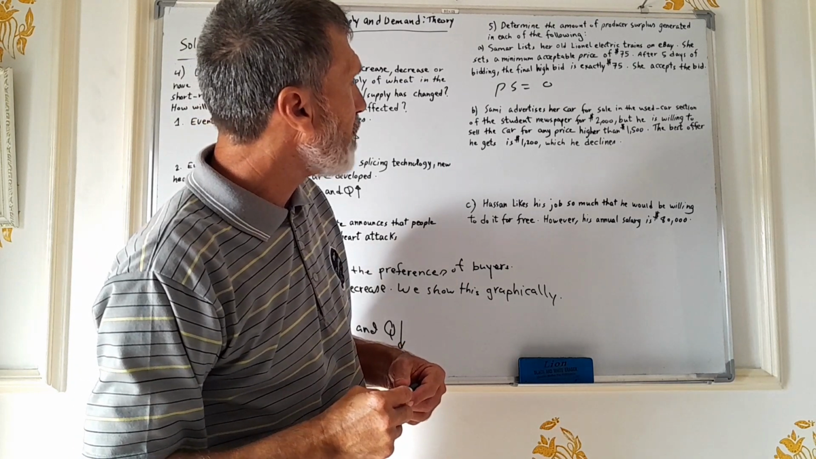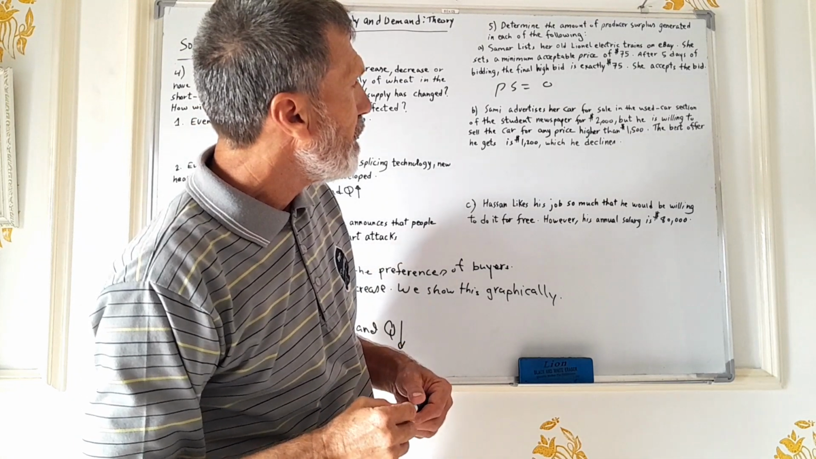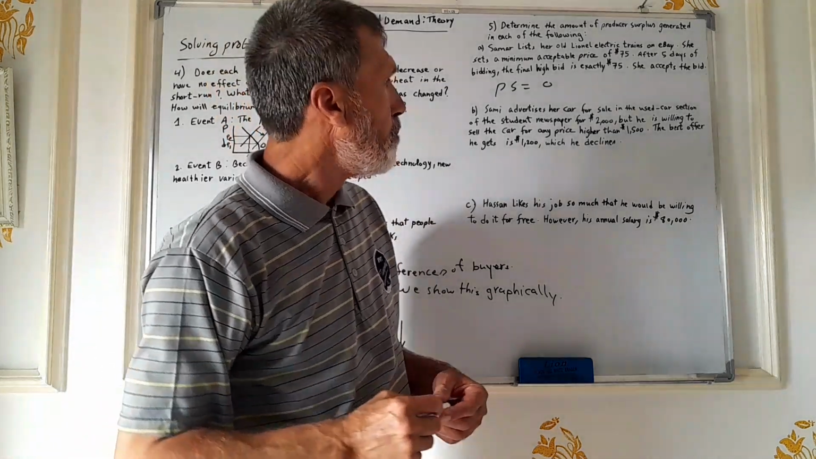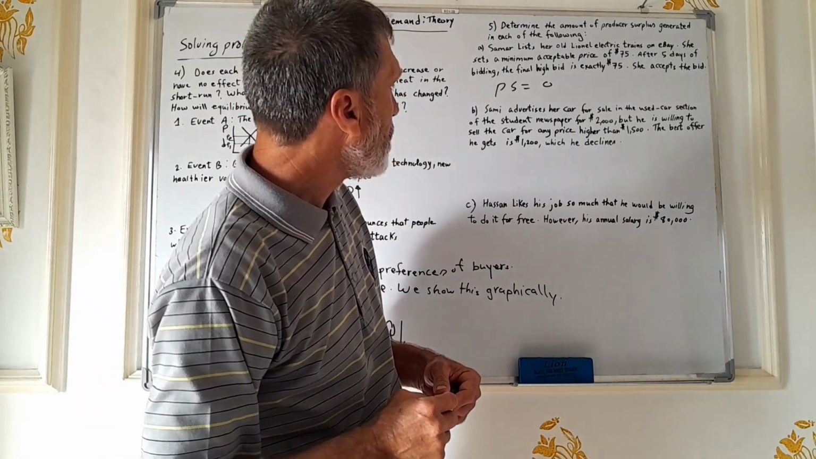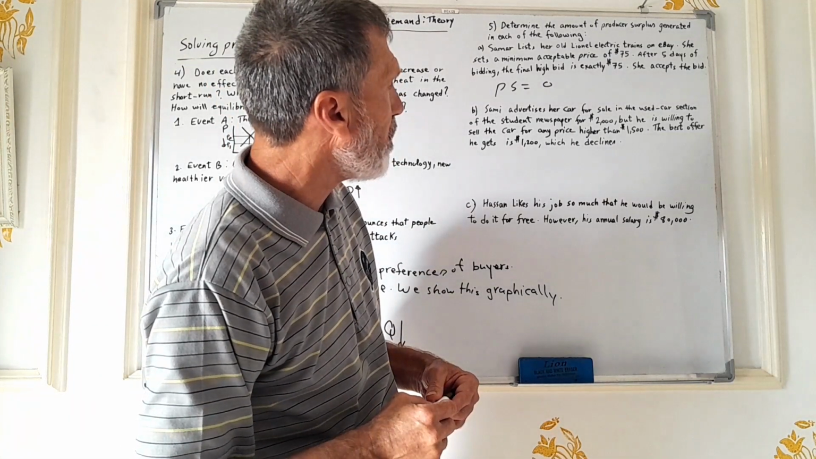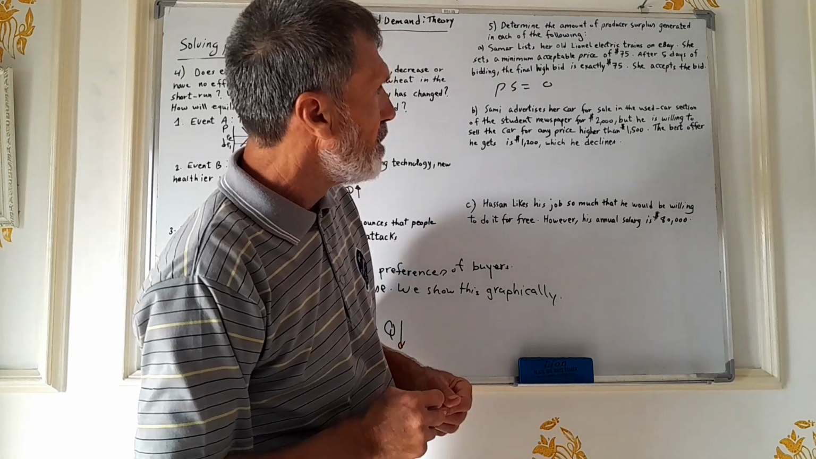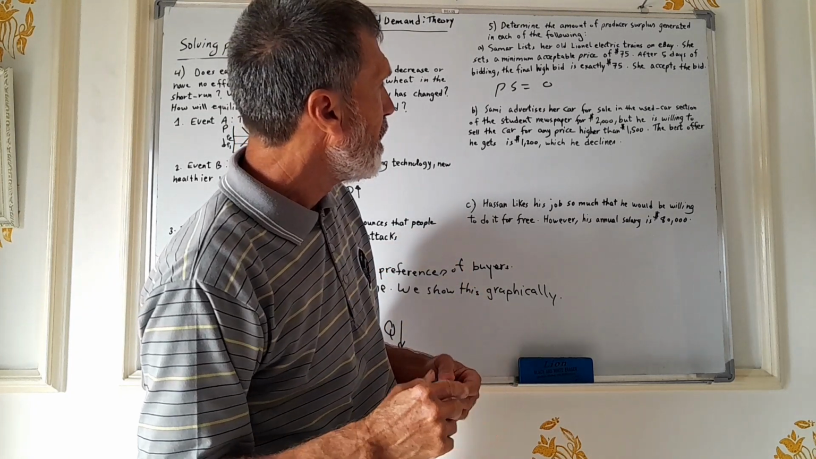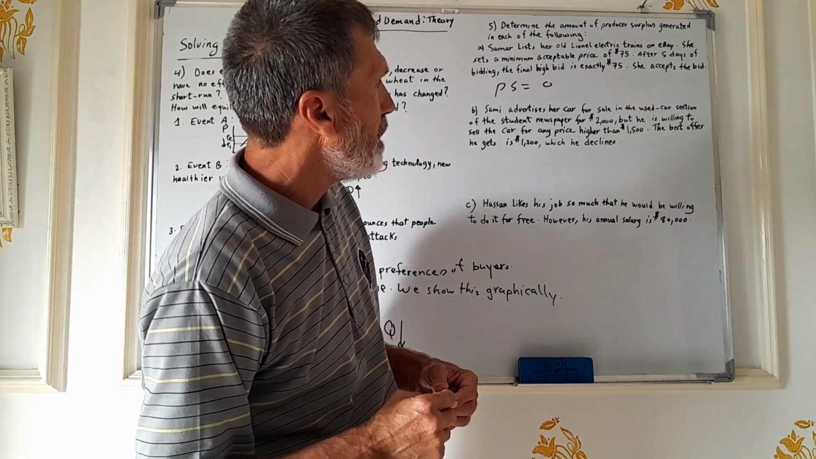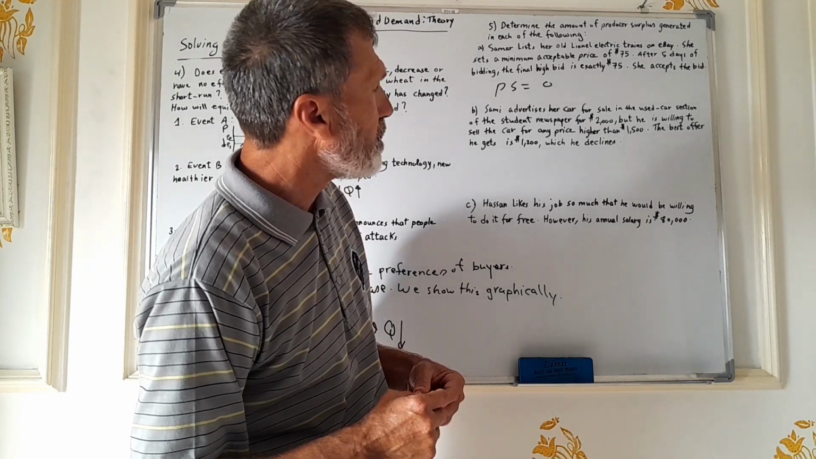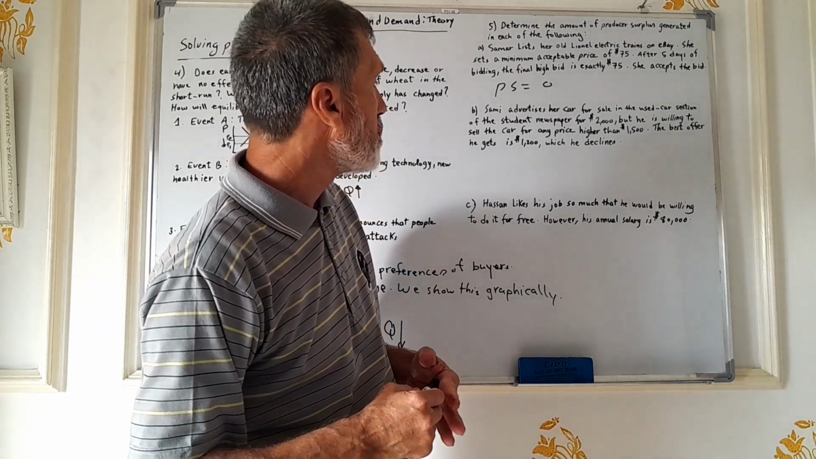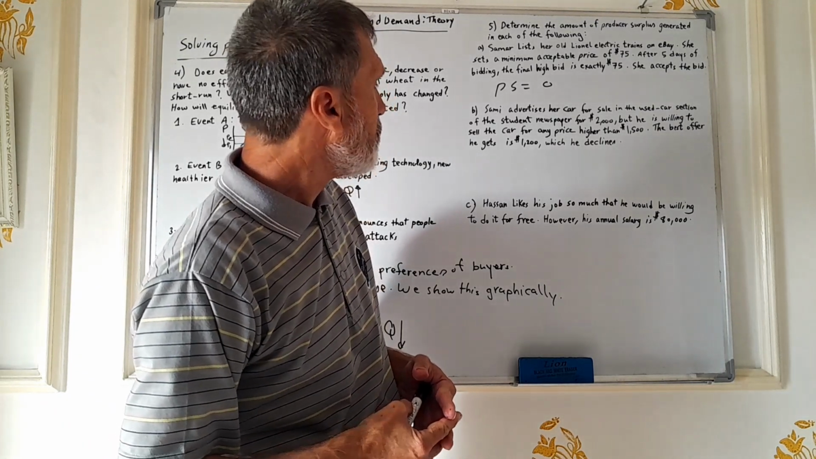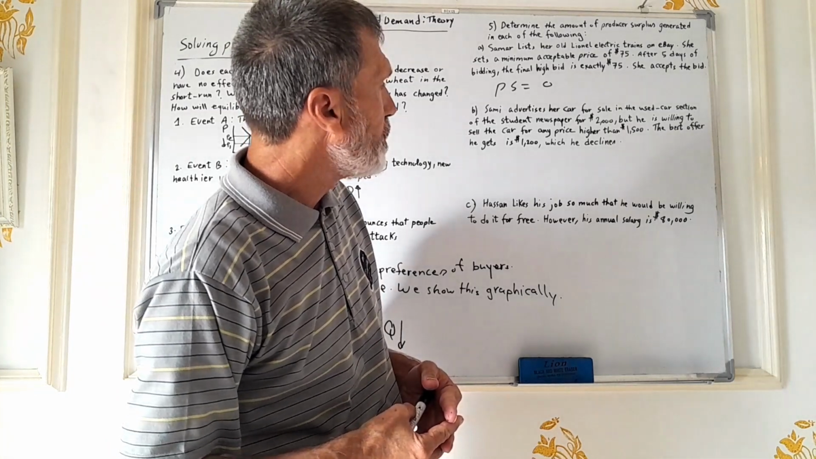Sami advertises her car for sale in the used car section of the student newspaper for $2,000. But he is willing to sell the car for any price higher than $1,500. Of course, he advertises his car for $2,000, but he is willing to sell for any price higher than $1,500. The best offer he gets is $1,200, which he declines.